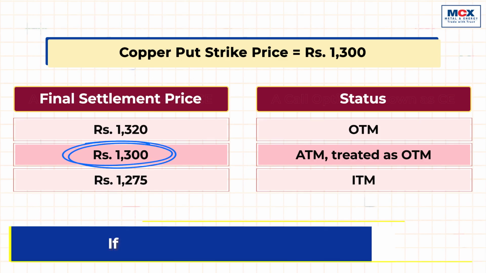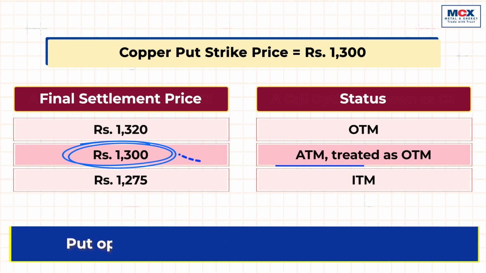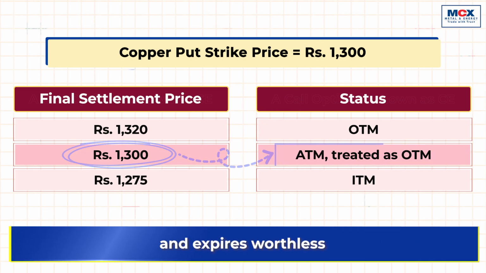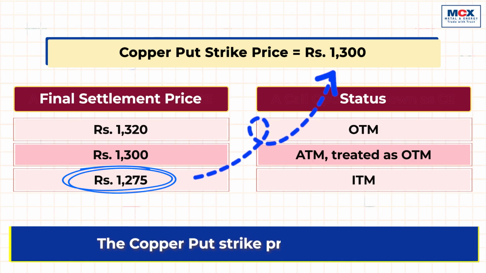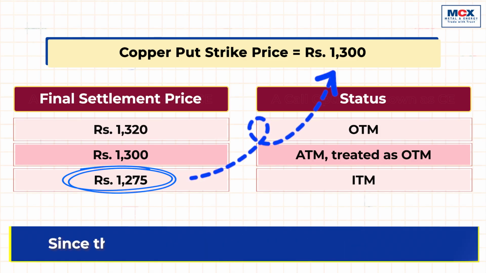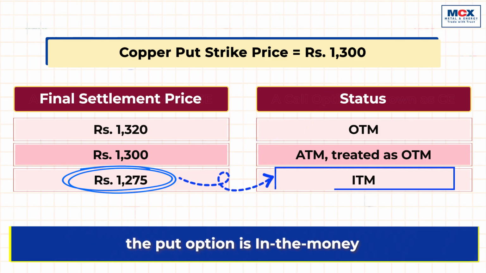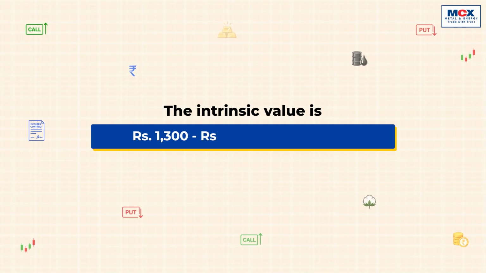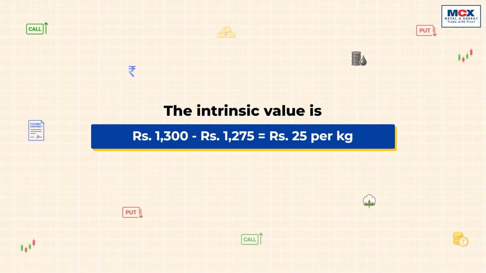Correct. Now, if copper settles exactly at rupees 1300, the put option is also treated as out of the money and expires worthless. Now suppose copper futures settle at rupees 1275 on expiry. The copper put strike price is rupees 1300. Since the settlement price is below the strike price, the put option is in the money. The intrinsic value is rupees 1300 minus rupees 1275, which equals rupees 25 per kg.